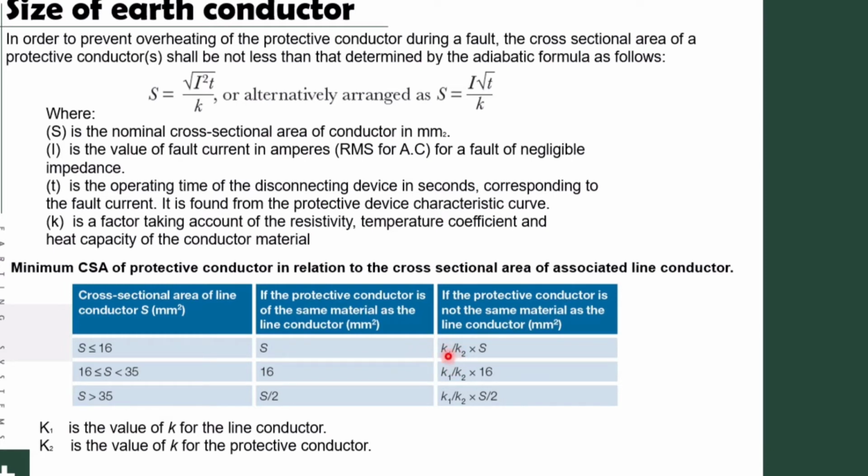Here S for the protective conductor equals K1 over K2 multiplied by S of the line conductor, if the line conductor is less than 16. If it is between 16 and 35 mm², I will choose the size K1 divided by K2 multiplied by 16. And finally, if S is more than 35, I choose this equation: K1 divided by K2 multiplied by S divided by 2, where K1 is the value of K for the line conductor and K2 is the value of K for the protective conductor.